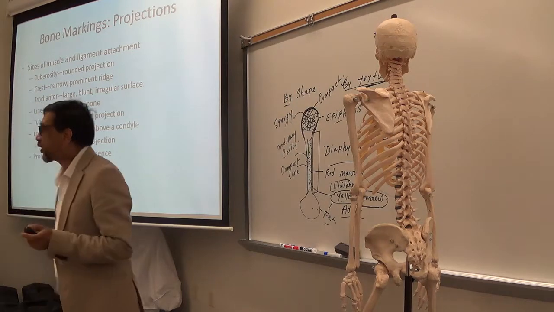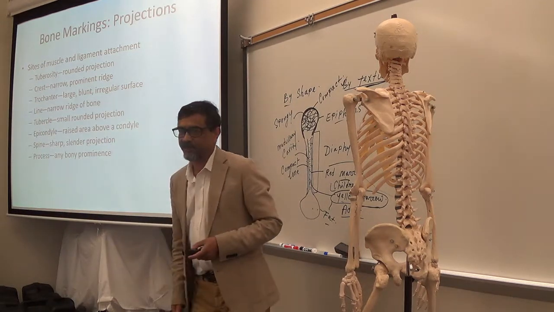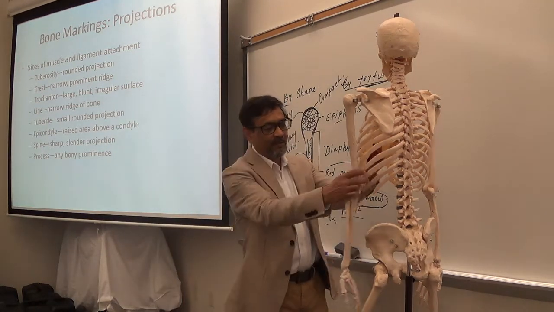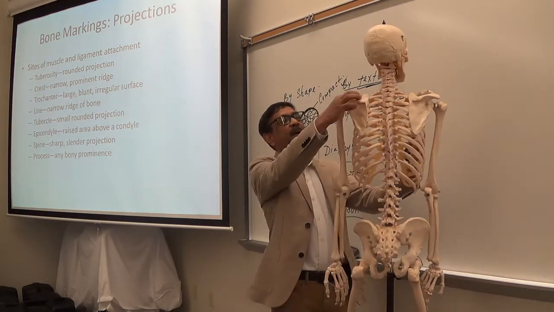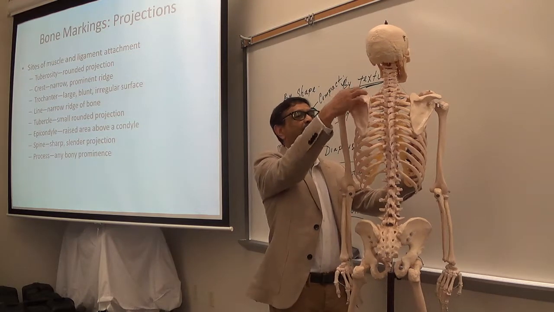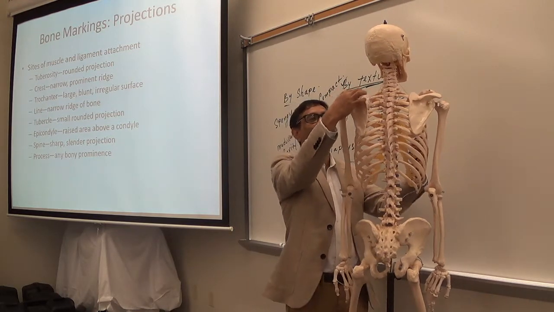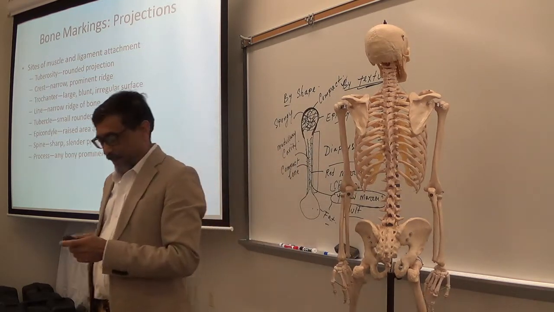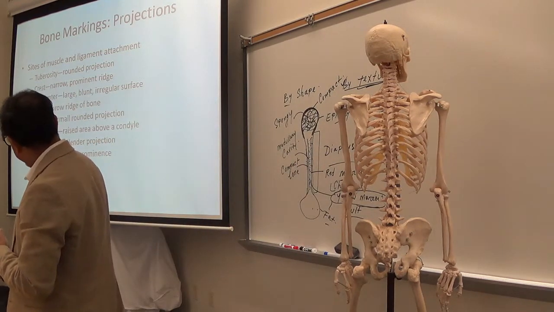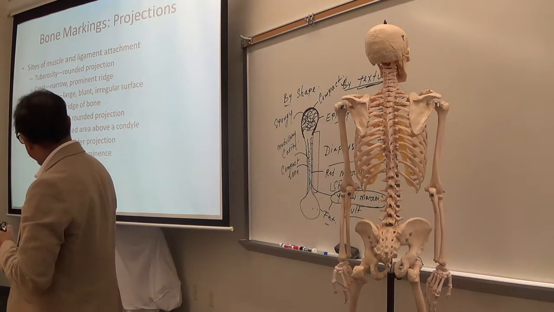Spine, sharp, slender projections. Spine, you know, spinous process. Spine of the scapula. In the back of the scapula, you have the spine. Remember that? So spines are also present in some bones.